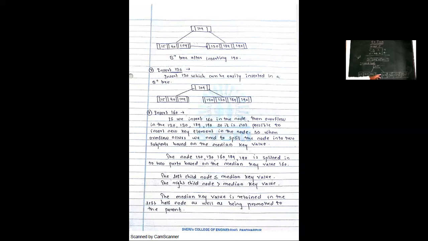15, 40, 109, 120, 130, 189, and 190. Right. Now insert 160. Now where to insert 160? So what we need to do? Split. So after 130, so you are able to insert, right? So what you need to do here, you need to apply the splitting, right? But where this 160 is added, so can I erase this one?